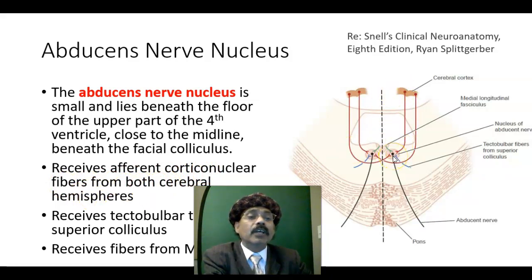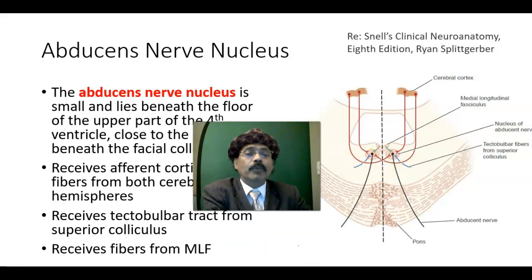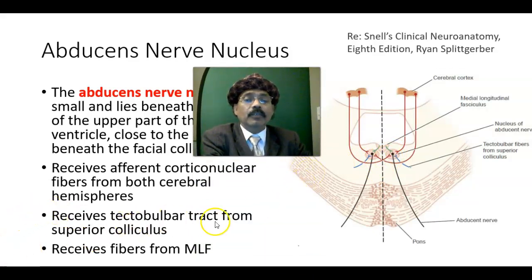So this is the abducens nerve nucleus, and it receives afferent contribution from the cerebral cortex, so corticonuclear fibers from this side and corticonuclear fibers from the other side, both sides. Both cerebral hemispheres are connected, and it receives the tectobulbar tract from the superior colliculus. So we have the tectobulbar fibers from the superior colliculus that connect the nucleus to that of the visual cortex.